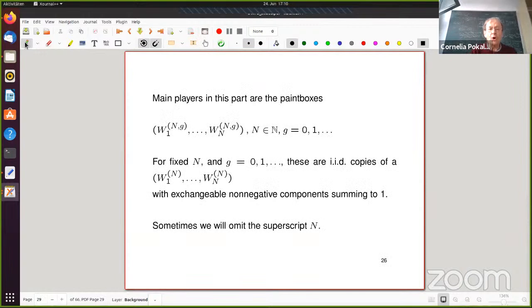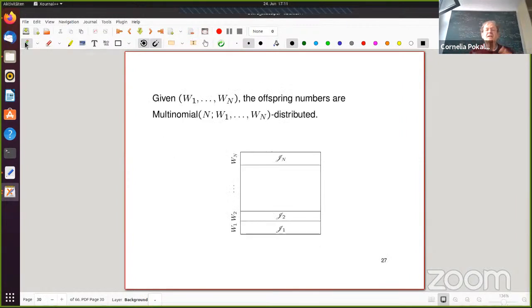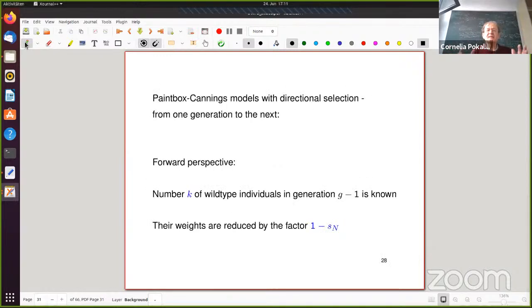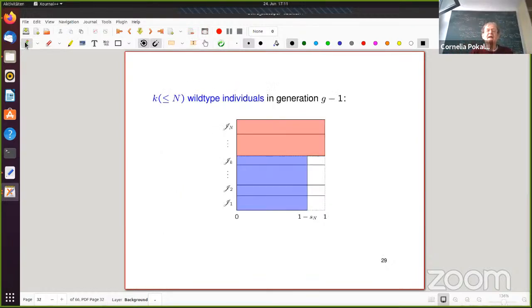Let me recall quite briefly these situations. In every generation, we have those paint boxes IID, and they are mass partitions. They sum to 1, and this is the magic square, where in the vertical direction we have the individuals, and in the horizontal direction length 1. And we decrease the length of those stripes for the wild type individuals by this factor 1 minus S_N. I already announced an hour ago that the forward step is in that manner: when we know that in generation G minus 1 we have K wild type individuals, their weights are reduced. Then we have a picture like this.